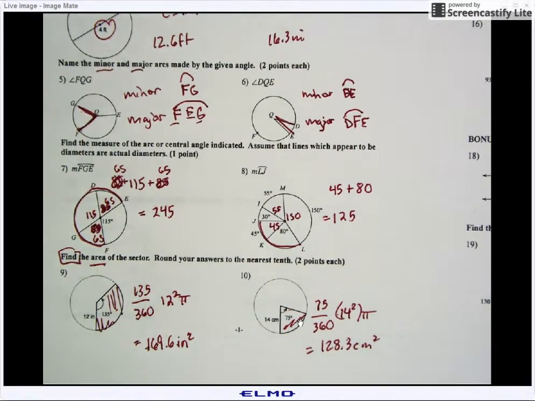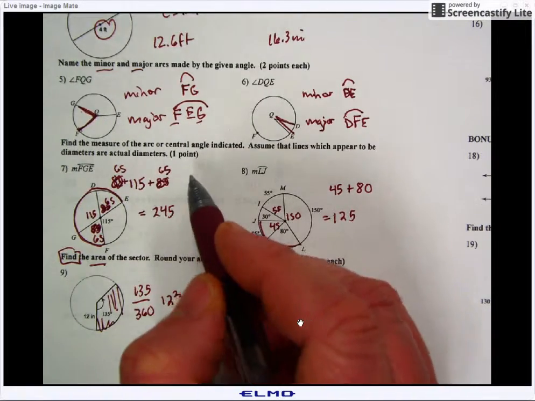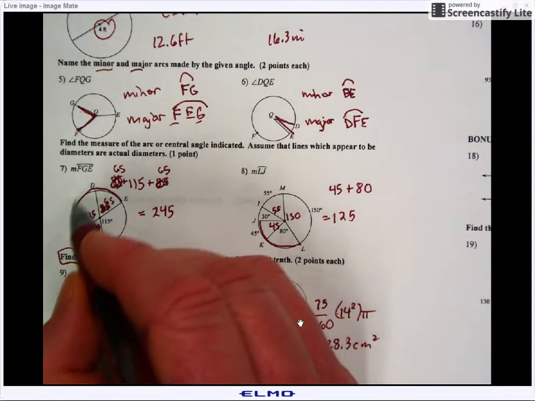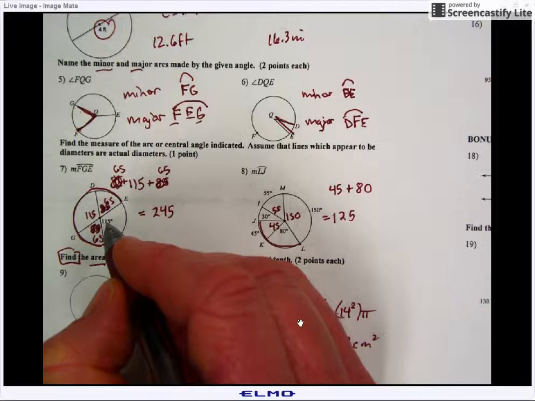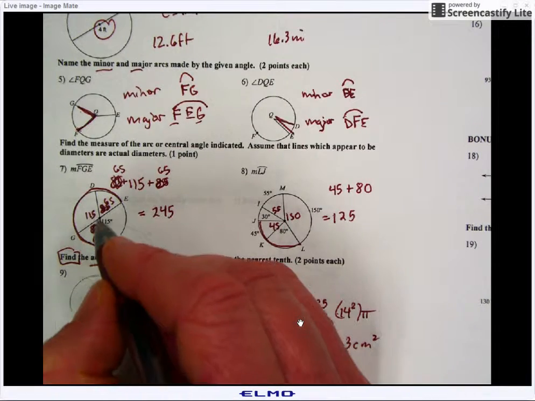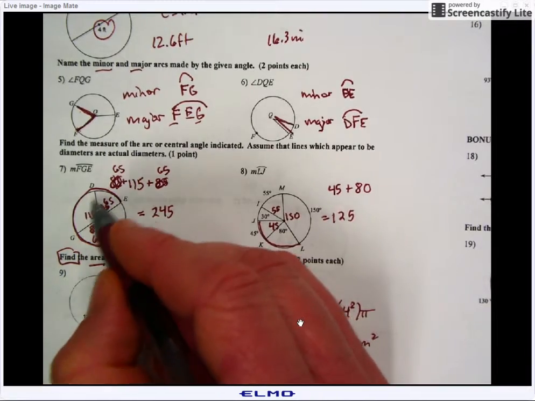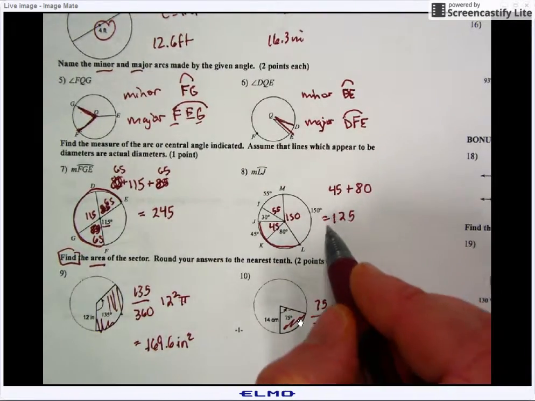And then we start to get a little more complicated, but find the measure of the arc or central angle indicated. Trace whatever they give you. They give you the arc, so we're tracing the arc. And there are diameters. So if that's 115, that's 65 because they add up to 180. Same thing here. So then the arc we're finding, we're adding all the way around: 245. Or take 360 minus 215.